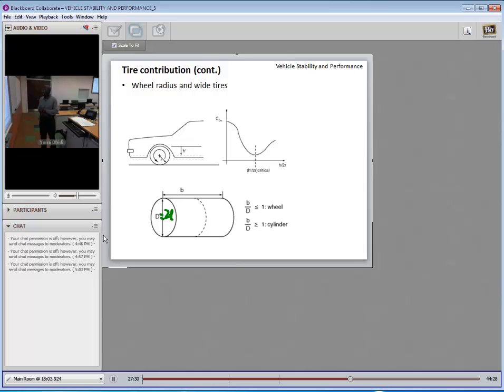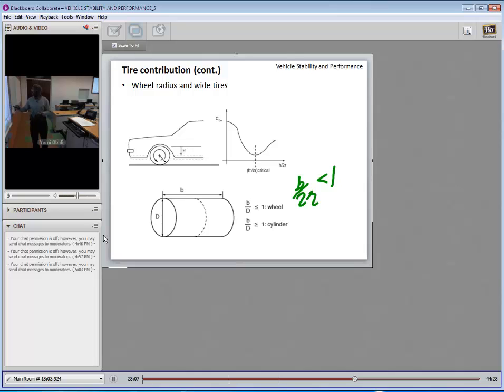And when B over D or B over 2R becomes higher than 1, the further it is away from 1, the greater the tire becomes more like a cylinder. Yes, it grips the road more, but it becomes a great obstacle and a drag, actually, and it becomes ineffective, and the performance of the car becomes poor. So these are the critical values. You want your B over D, which is B over 2R, to be less than 1.